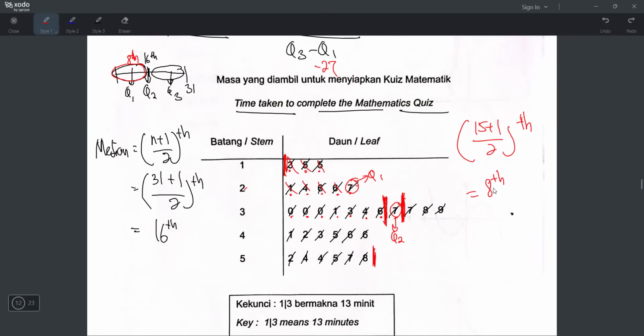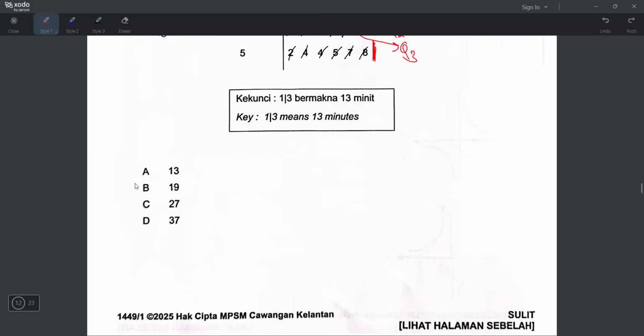So the second half has 15, and if you use this formula, you get 8 also. So from here, count 8: 1, 2, 3, 4, 5, 6, 7, 8. So that's your Q3, and your Q3 is 46. Now 46 minus 27, you will get 19. So that's the answer.